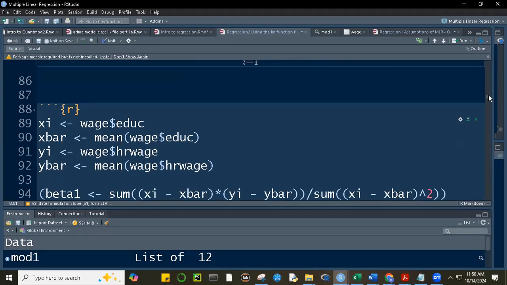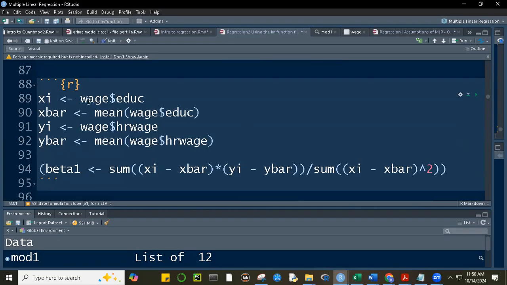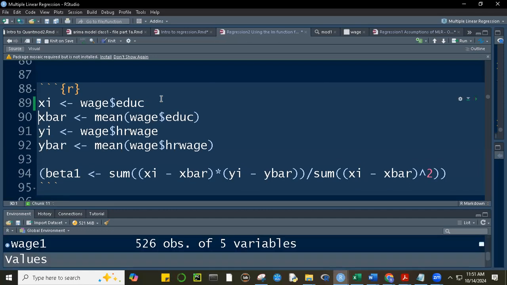So how do you do this? Very easy in R. So let's let x sub i be the education, and y sub i will be the hourly wage. So we're now creating an object called x sub i, which is the education data in the wage dataset. Sorry, it's the other way around. And then y sub i will be the hourly wage column of the wage data. Okay? So we created this, we now have x sub i.